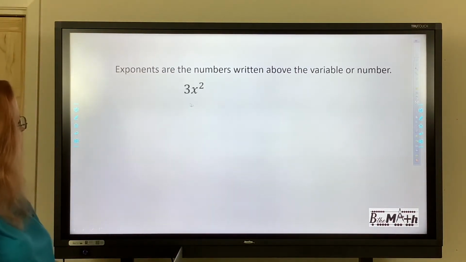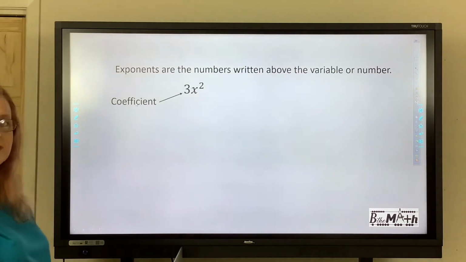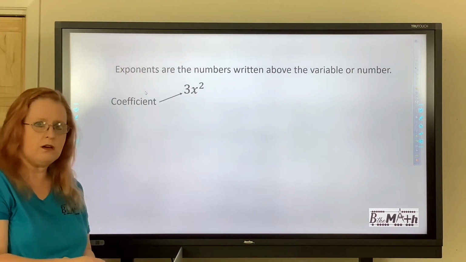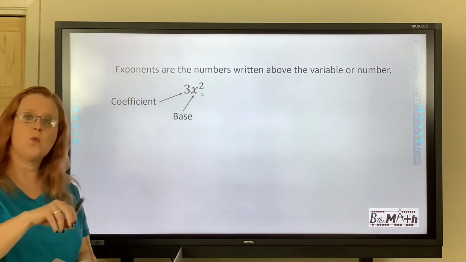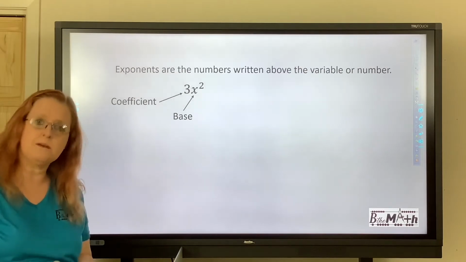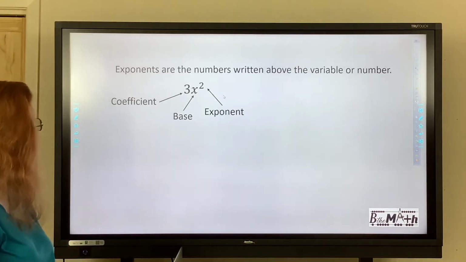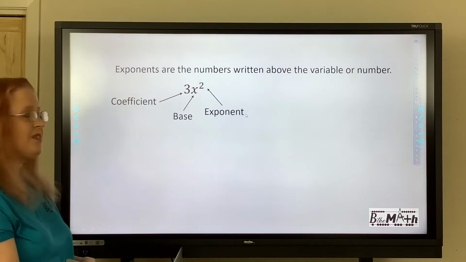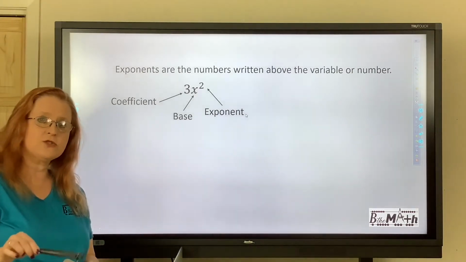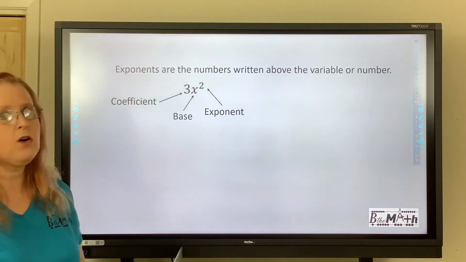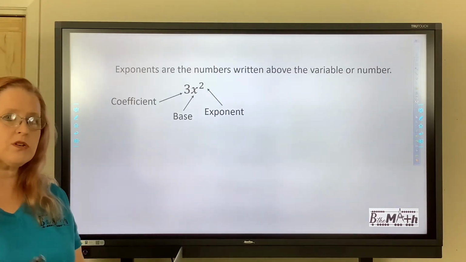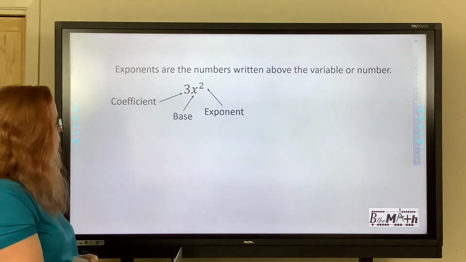And if we have 3x squared, the 3 is our coefficient. That means it's just the number in front. And the x is our base. That's what the exponent is manipulating. And the 2 is our exponent up here. And so having that understanding makes manipulating exponents a whole lot easier. So you need to make sure you understand what an exponent is.